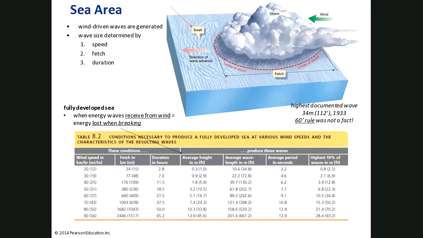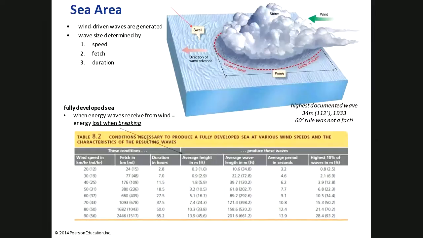Now, the highest documented wave in 1933 was one that was close to 112 feet. The reason why that's significant is that we thought, physicists had told us up to that point, that it was physically impossible to have a wave larger than 60 feet. They said you could not make a wave taller than 60 feet because of the physics, the weight of the water. Come to find out, that was definitely not a fact. That 60-foot rule that we adopted for the longest period of time was not the case.